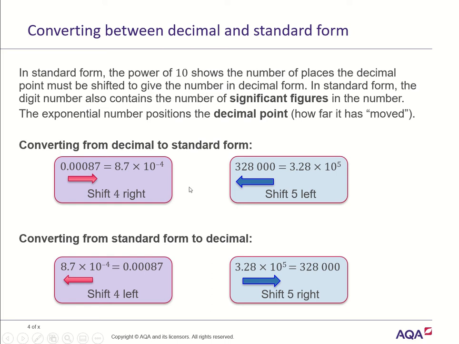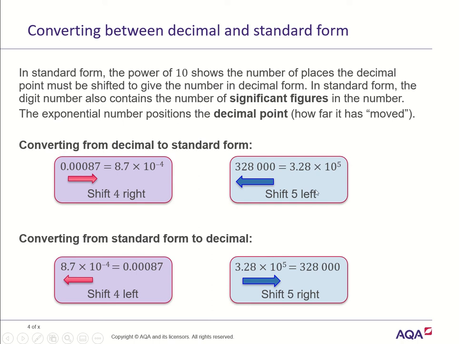Right, so converting from decimal to standard form. What you've got to do is look for where the decimal point is. So in this case, it's there. And you want to see how far that decimal point is going to shift to create a digit number in the number of significant figures needed. In this case, we're just going for these two. So this decimal point has jumped 1, 2, 3, 4 places to the right. And that tells you it's 10 to the minus 4, because this is obviously a small number, less than 1.